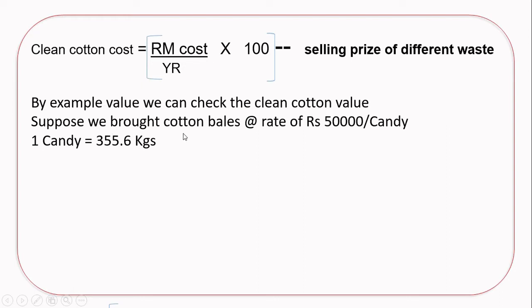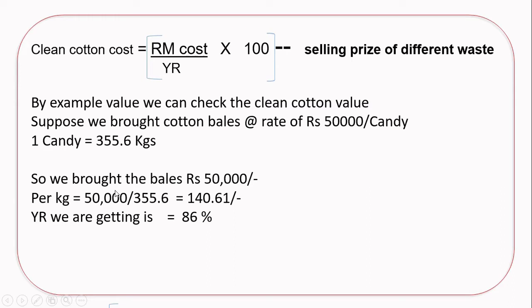Suppose we bought cotton bales at the rate of 50,000 rupees per candy. So what will be the rate per kg? One candy is equal to 355.6 kgs. So we bought the bales at 50,000 rupees per candy, so per kg is equal to 50,000 divided by 355.6, that is 140.61 rupees. We can take yarn realization as 86 for example.